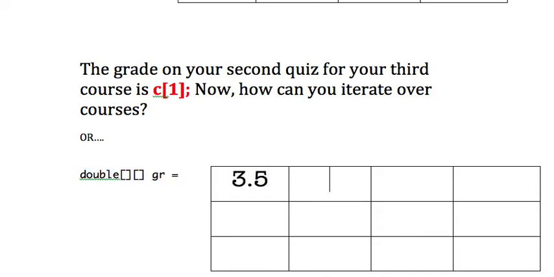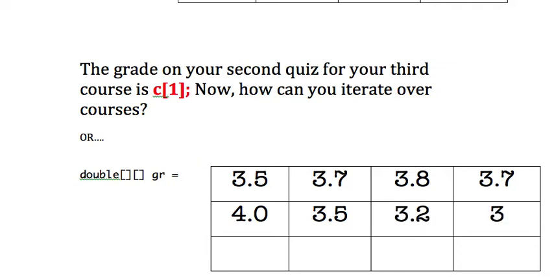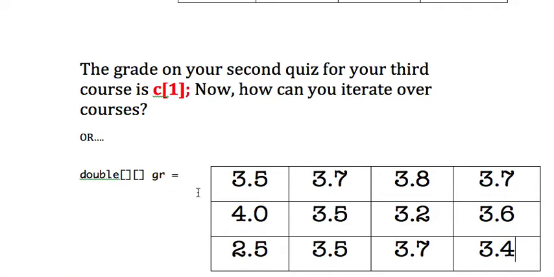I don't remember what they were, but I'm just going to try and make them up. 3.7, 3.8, 3.7, 4.0 for math, 3.8, 5, 3.2, 3.6, and then for science 2.5, 3.5, 3.7, and say a 3.4. Okay, so now I've put my grades here in a grid. I'll show you how to fill out this grid.